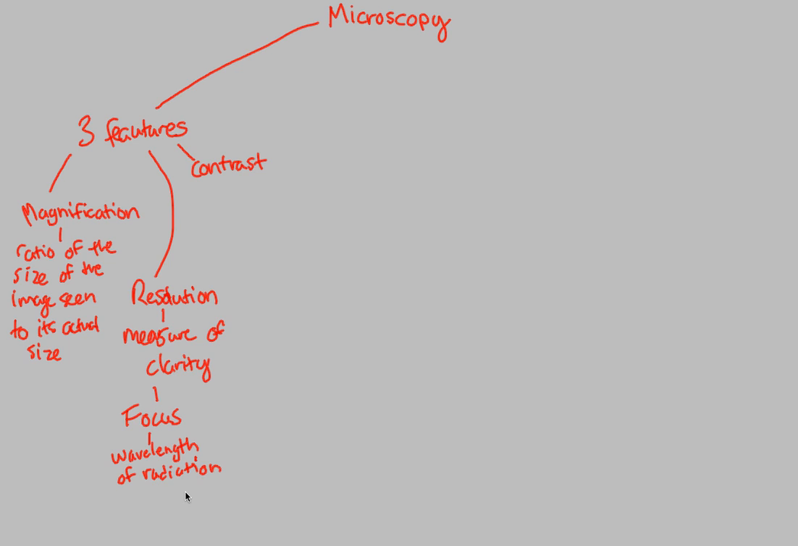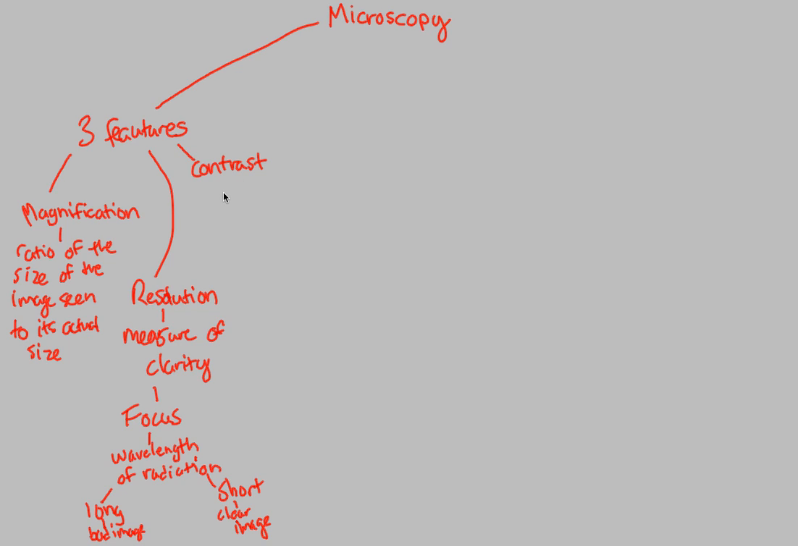So wavelength of radiation, think of it like this. You can have two types of wavelength, a long wavelength or a short wavelength. If you have a long wavelength, you're going to have a bad image. The image won't come up clear. Conversely, if you have a short wavelength, this is when you're going to have a nice, clear image, high resolution. So high resolution is obtained when you have a strong focus, and a strong focus is when you have a short wavelength. This gives you a nice measure of clarity, a nice positive resolution.